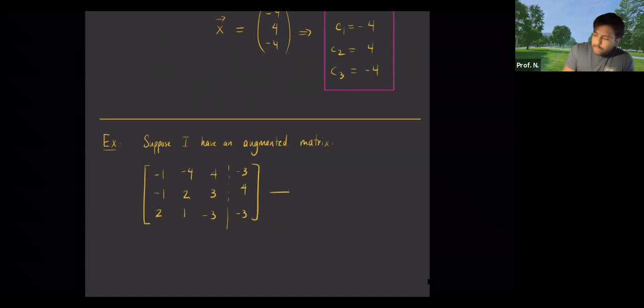And what we do is perform Gauss-Jordan elimination and get the row reduced echelon form. And we get the expected identity matrix for the 3x3 submatrix. And then the column here becomes something strange like this.